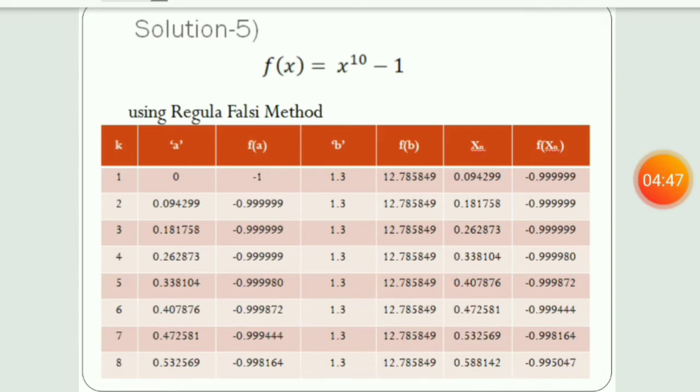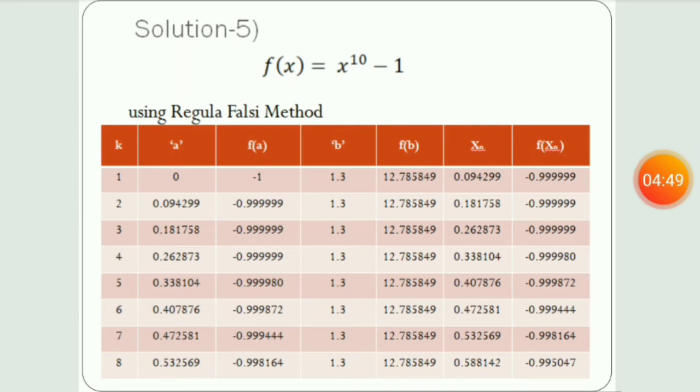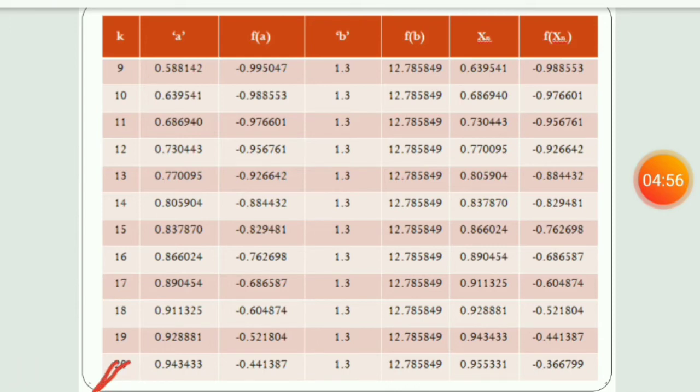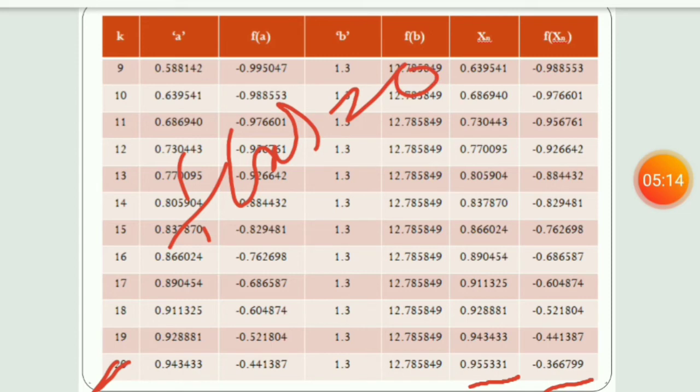Let's look at the next iterations. Here I have shown it. You can see I have solved this question up to the 20th iteration. At the 20th iteration I got the value of x20 as 0.955, and here also I am getting minus 0.366 as the value. Ideally, what should be the value of f of x? The f of x value should be 0. Only then can we get the ideal root.